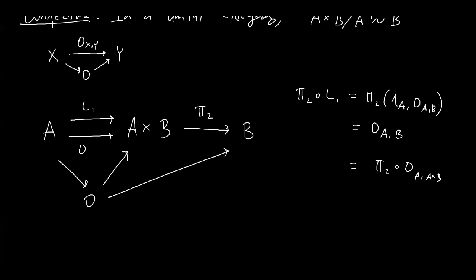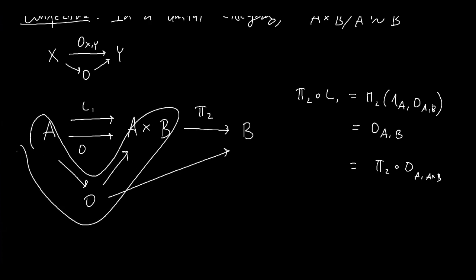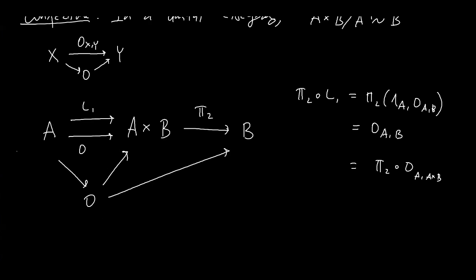Okay, now we have pi2 composed with that. What is 0, A, comma, A cross B? That's this map, this composite, right? Pi2 composed with that will be this composite. So we get 0, A, B. It will be again the zero map.